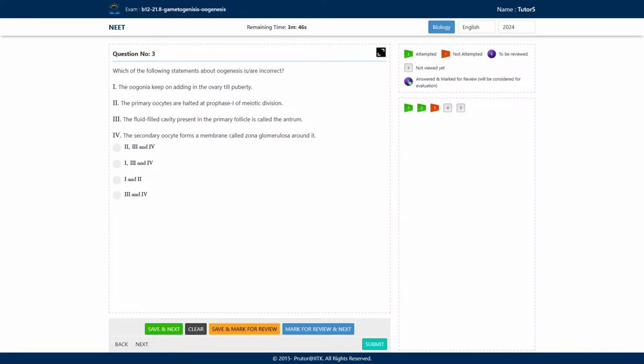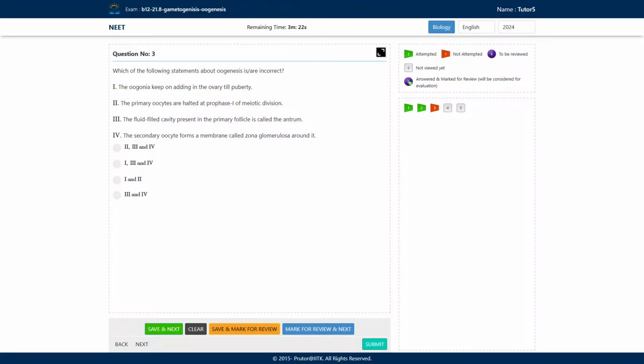At puberty, what happens? Only the primary oocyte will complete its first meiotic division, but no more oogonia will be formed. Then next, primary oocytes are halted at prophase 1 of meiosis. This is true. The primary oocytes are arrested in prophase 1 of meiosis 1, and they complete their meiosis 1 division when the female attains puberty.